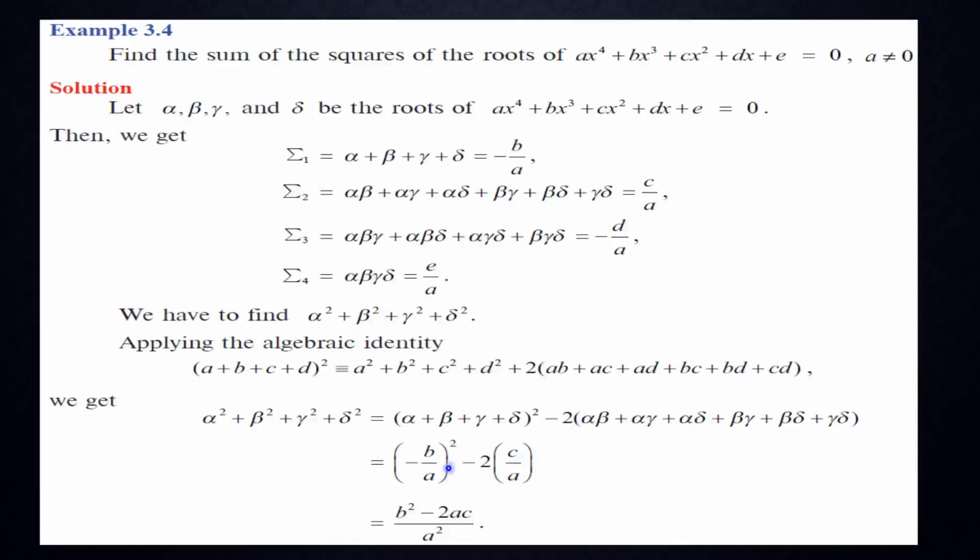Okay, so we will get b square divided by a square, that is this minus will become plus. This answer is 2c divided by a. How to take an LCM? So we will get the LCM as a square. So we will get b square minus 2ac divided by a square. So this is the answer for sum of the squares of the roots.